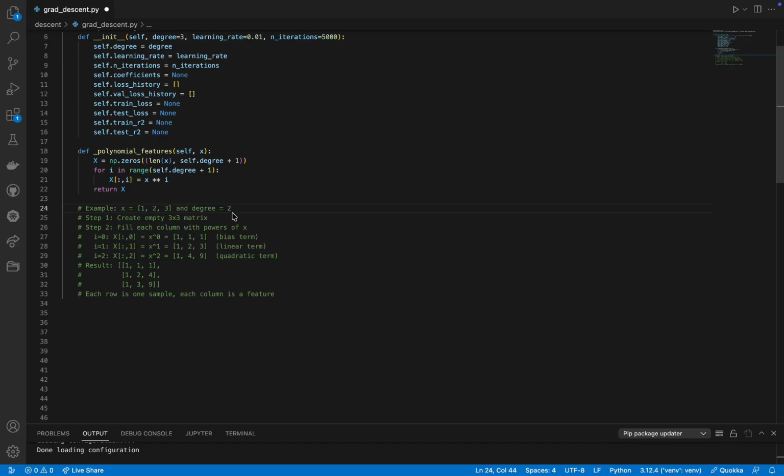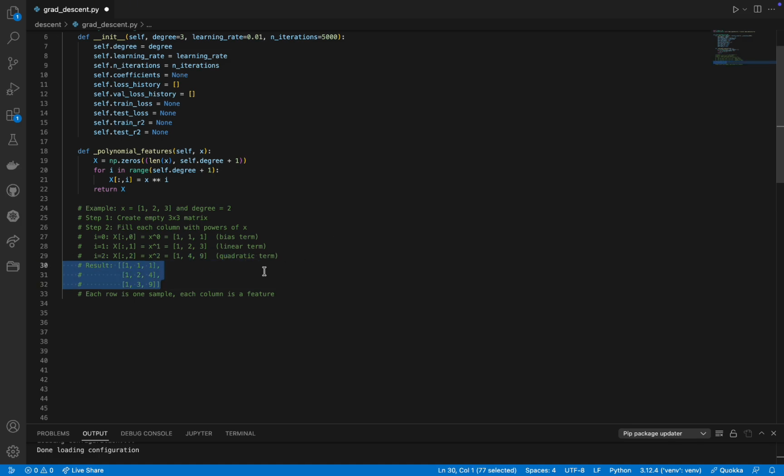When i equals 0, we set the first column to x to the power of 0, which is just 1, 1, 1. And this is our bias term. When i equals 1, we set the second column to x to the power of 1, which is just 1 to 3. And this is our linear term. And when i equals 2, we set the third column to x to the power of 2, which is 1, 4, 9. So it's our quadratic term.